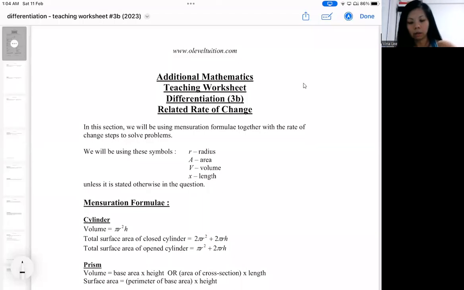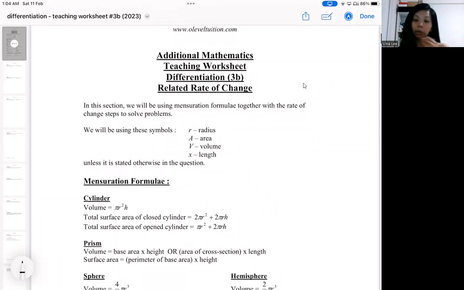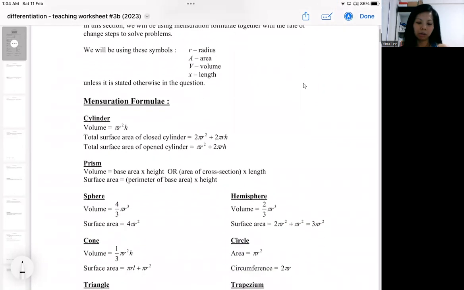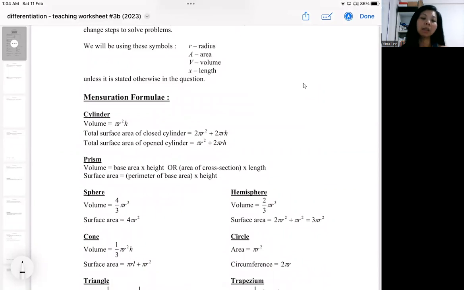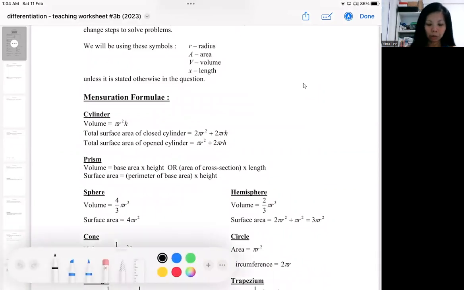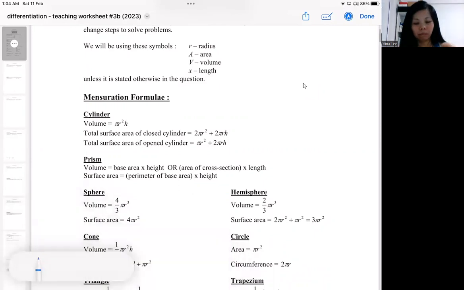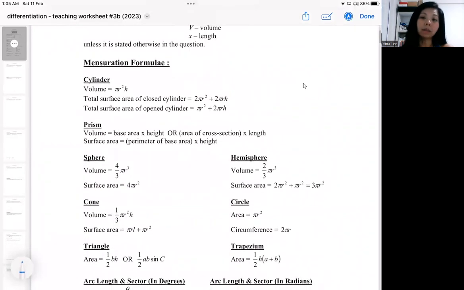This is the last part for rate of change. This part of the rate of change is dealing with the mensuration formula. So you will see all the formulas that you have learned in the lower side. But sometimes it may not be provided during exam.